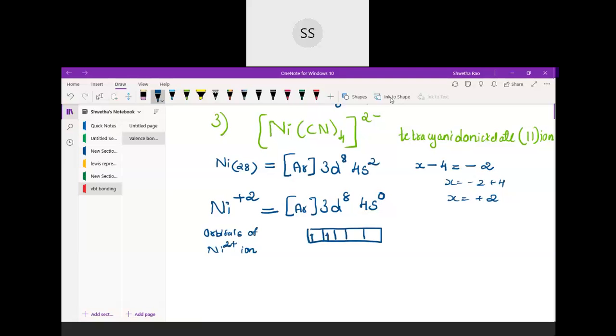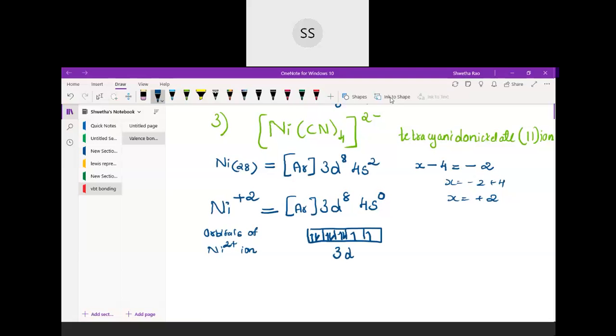So 1, 2, 3, 4, 5 are singly occupied, then 3 more remain. So I need to pair them up. Okay, so I am pairing them up. So you can see 3 pairs are there and 2 electrons are singly occupied. So this is for the 3d orbital.